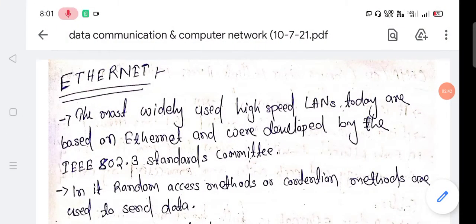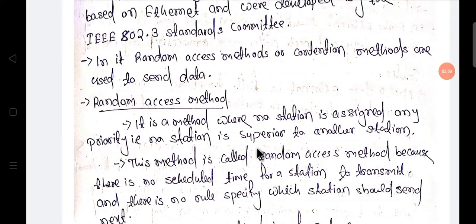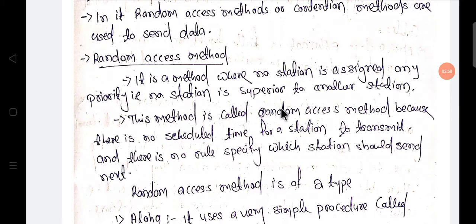Since there is no priority given to any station, no station is superior to another station. This method is called random access method because there is no scheduled time for a station to transmit, and there is no rule specifying which station should send first or which should send next. That's why it is called random access. That means the stations randomly access the medium, the network, or the link.